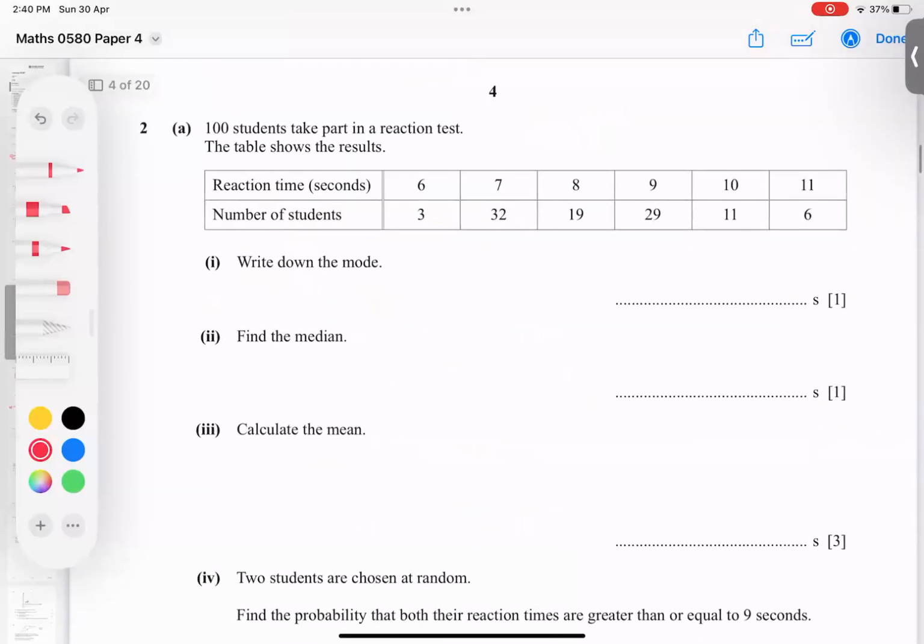Question number 2 is saying here, write the mode. What is the mode definition? The maximum repeating number. 6 repeats 3 times, like this, 1, 2, 3. 7 repeats 32 times. 8 comes 19 times. 9 comes 29 times. So the highest repeating number is 32. So 7 repeats the most times. So 7 is the mode.